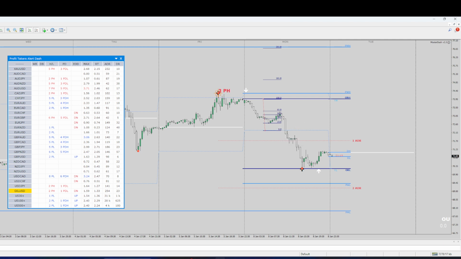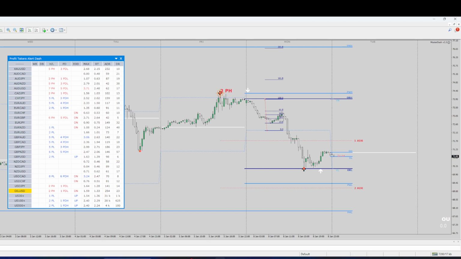Somebody asked me today if I always use the 50%. Sometimes the 50% works out great. Sometimes it doesn't. It's just a guide, but it offers a level of support or resistance for you.